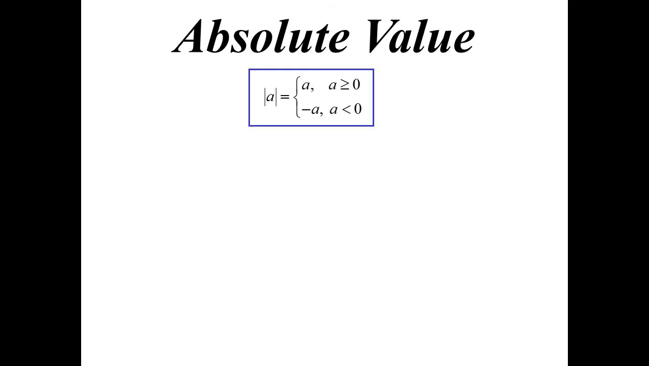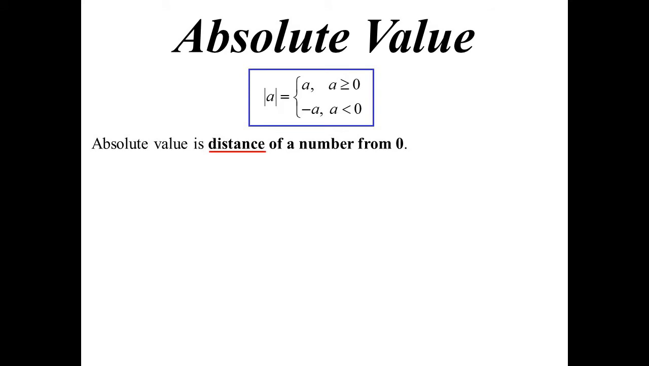Right, so let's have a look at absolute value. The formal definition of absolute value is this. Either you get the answer a if a is greater than or equal to 0, or you'll get the answer negative a if a is less than 0. Basically, it's a distance. So how far away from 0 is it?